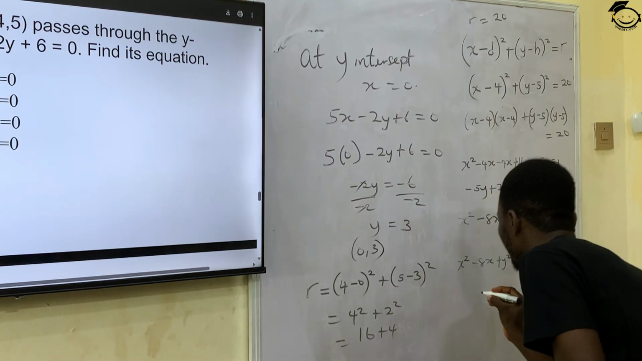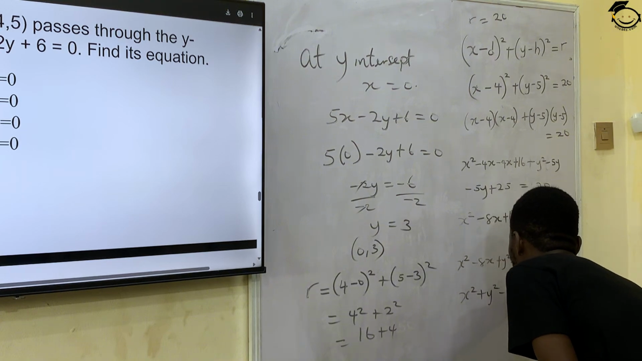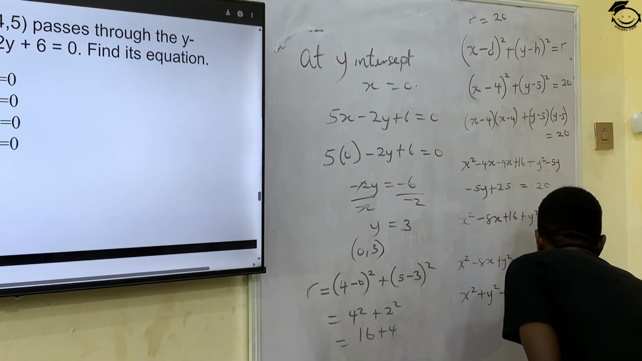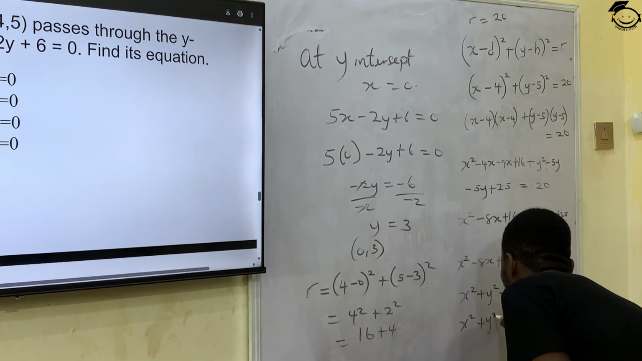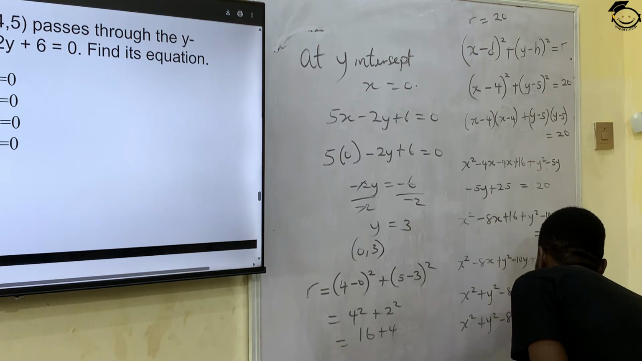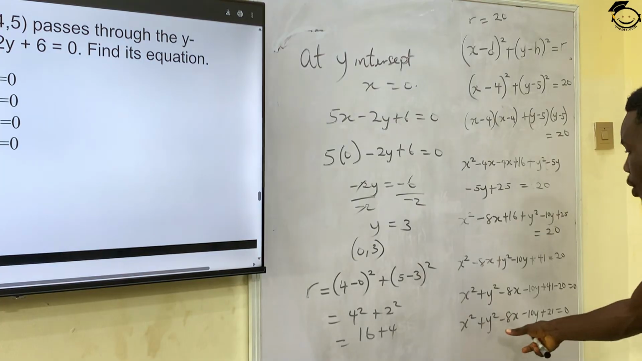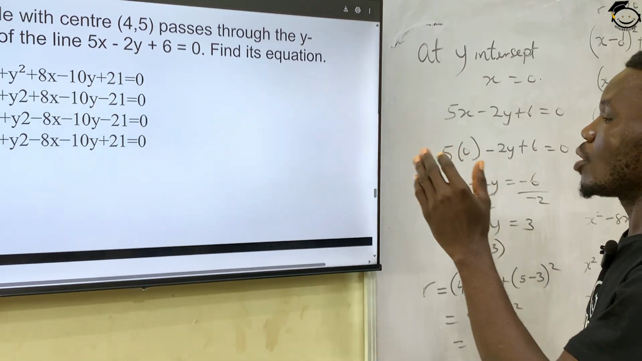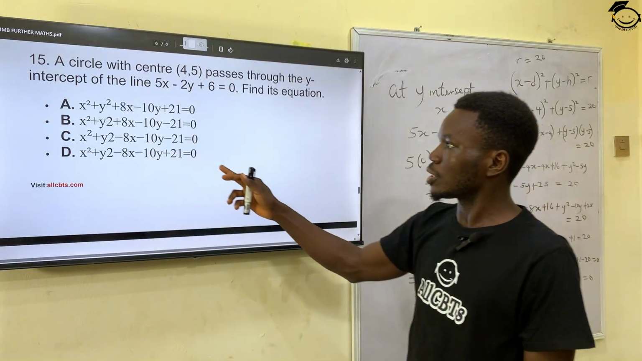So if I move this here, it means I'll be having x squared plus y squared minus 8x minus 10y plus 41 minus 20 is equal to 0. So that will give me x squared plus y squared minus 8x minus 10y plus 21 is equal to 0. So this will be the equation of this circle, which is x squared plus y squared minus 8x minus 10y plus 21 equals 0, which is option D.